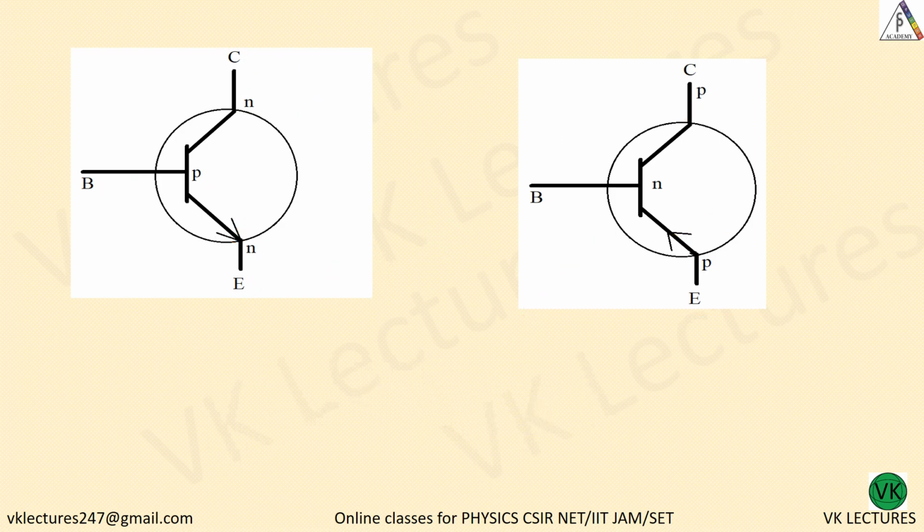Yeah. So how to get this arrow mark? See, current flows from positive to negative.